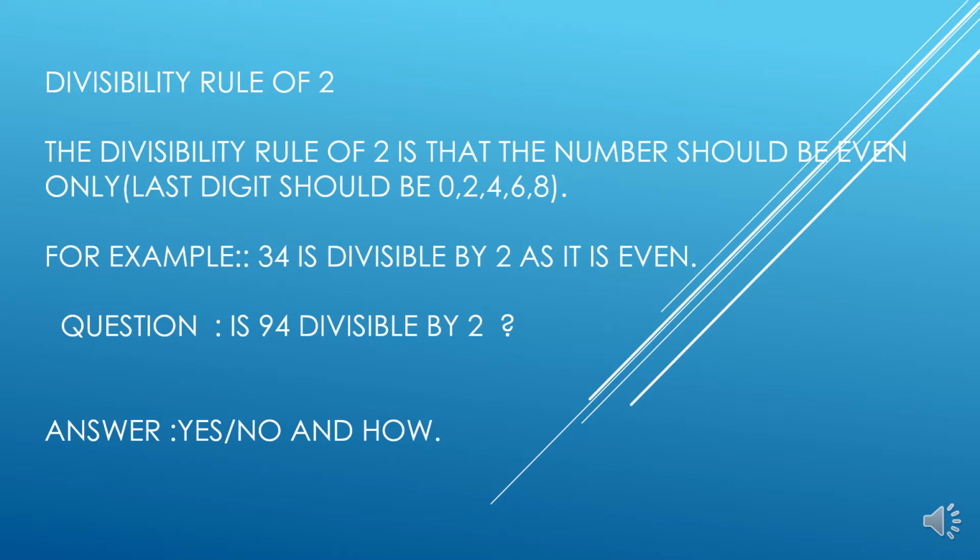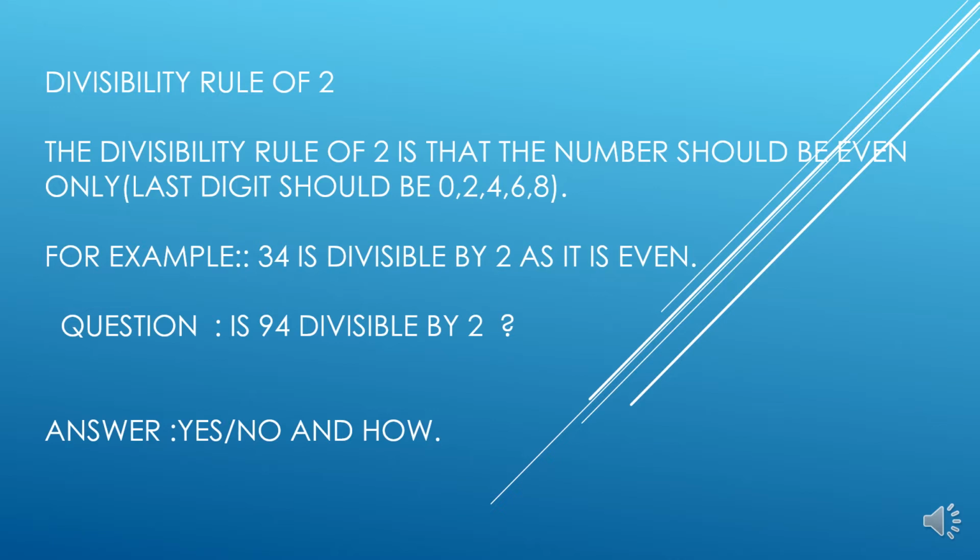The last digit, we count from the right hand side. This is the tens place and this is the ones place, so we have to see the ones place, and it is 4. So it is even and it is divisible by 2 because it is even.